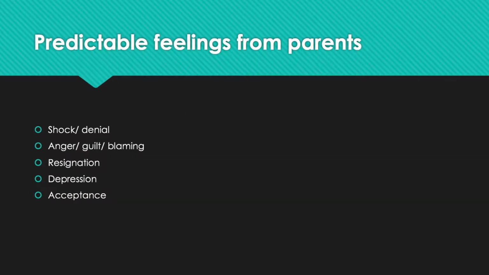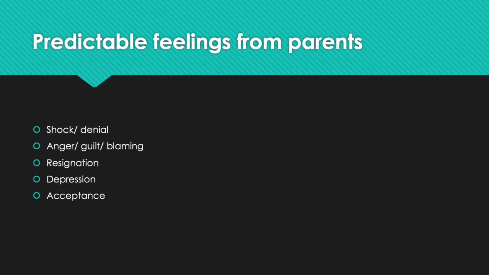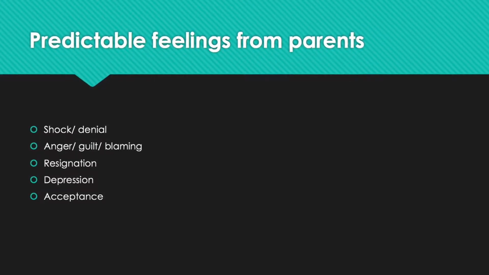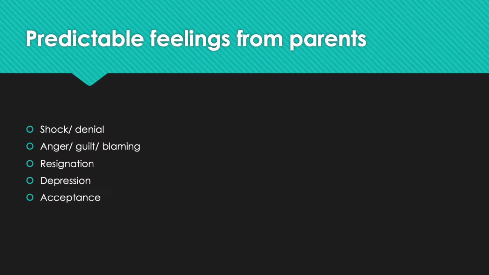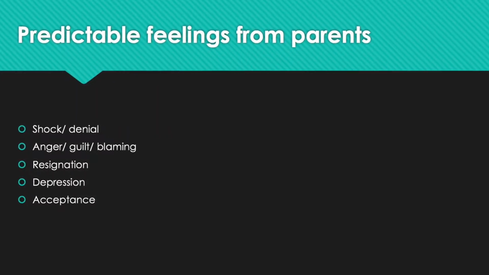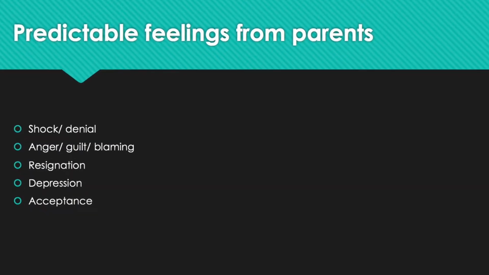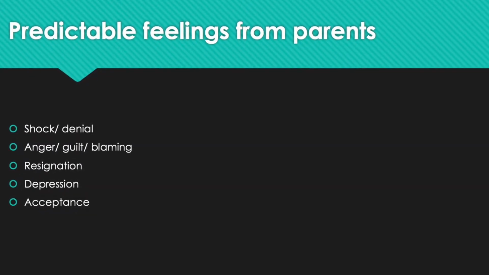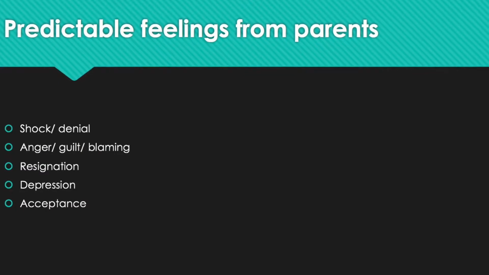It is common for parents to have different feelings during this process. They often feel shock or denial that their child needs help, anger or guilt that they didn't help their child enough, resignation, depression, and acceptance. The final stage is acceptance.